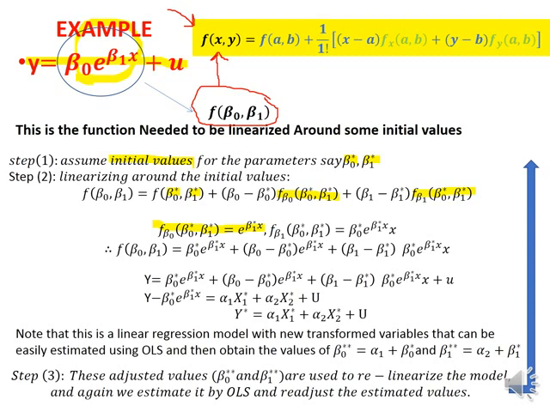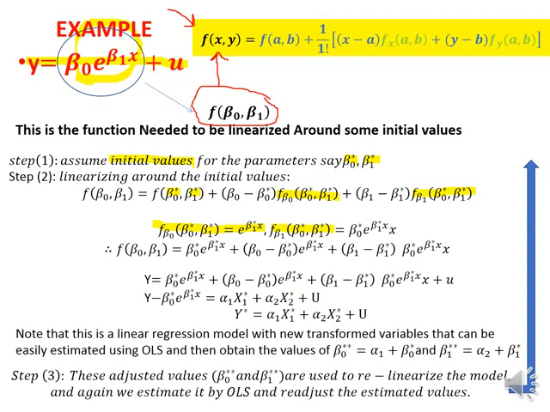If I have differentiated this equation with respect to β0, it is simply e^(β1 x). Then substitute by the initial value, so it is e^(β1 star x). And again, f of β1 at (β0 star, β1 star), as if I am differentiating, but this time I am differentiating with respect to β1. If I have differentiated this equation with respect to β1, it is β0 e^(β1 x) multiplied by x, and then substitute by β0 star and β1 star.